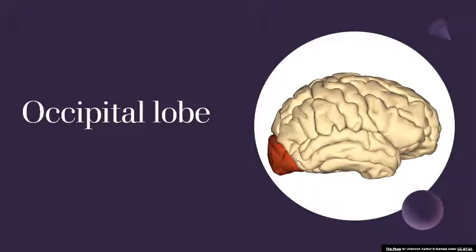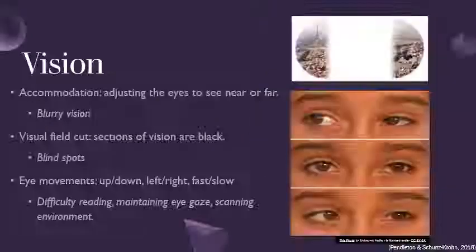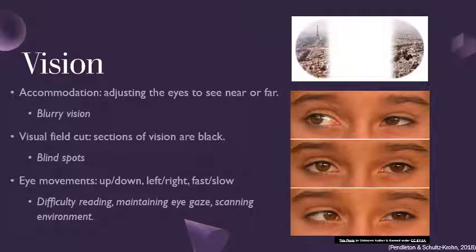Highlighted here is the occipital lobe of the brain that is responsible for processing visual information. Disruption to the cranial nerves mentioned previously or the occipital lobe can result in impaired vision. There are many different factors that cause vision problems. These are only a few of them.